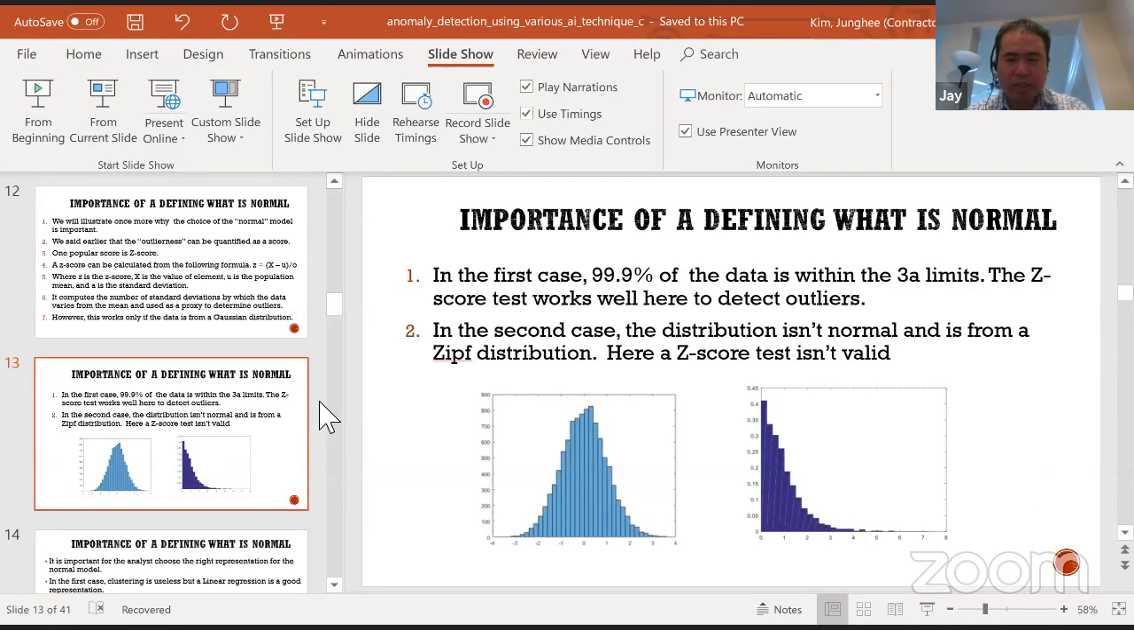This is just an example. You can see the normal distribution in the left picture. Most of the signals are in the middle, and the outliers may be on the left side and right side. In the second case, it's not a normal distribution, so this one cannot be thought of that way, right?